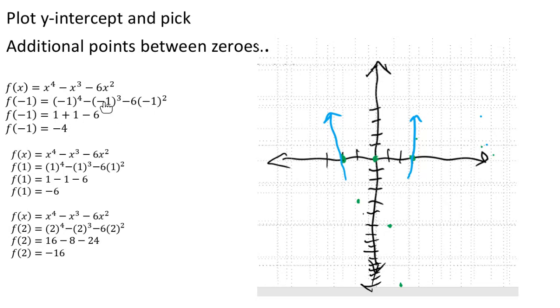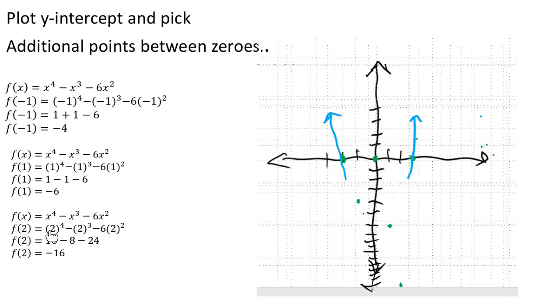-1 cubed is negative, times a negative will be a positive, and then -1 squared is +1 times a negative gives me -6. So f of -1 comes out to -4. So here's my -1, and here's my 4. Okay, so now we go to x equals 1, plug it in, we get -6. So at x equals 1, I'm going to get -6 right here.